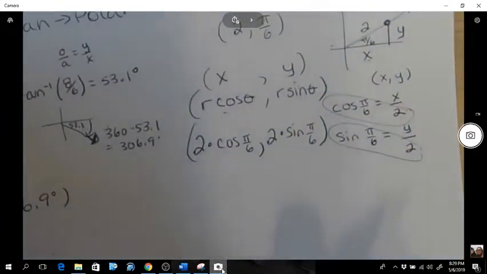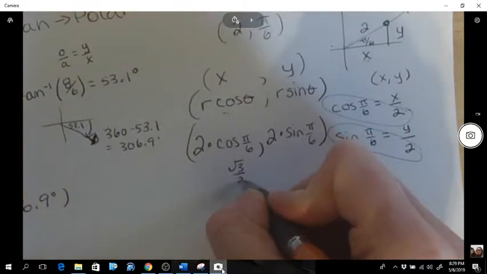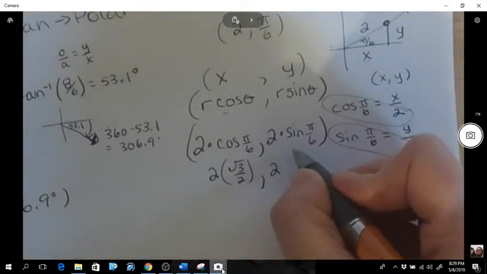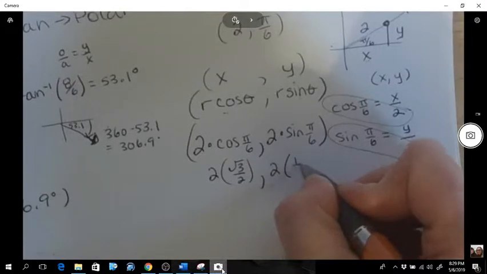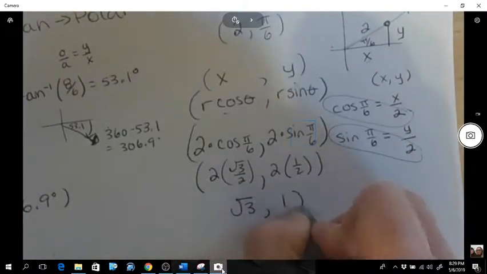Okay, cos of pi/6 is √3/2. And sine of pi/6 is 1/2. So my final answer is (√3, 1).